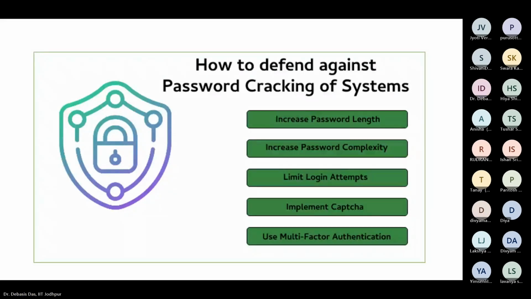Okay, then implement the CAPTCHA. So what is this, anyone? CAPTCHA is like an encryption method. Yes, a security company, I guess. No, but why do we use this?